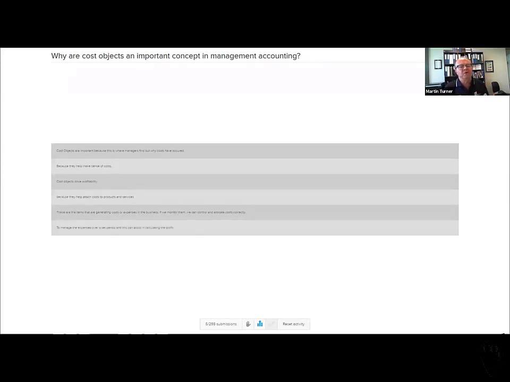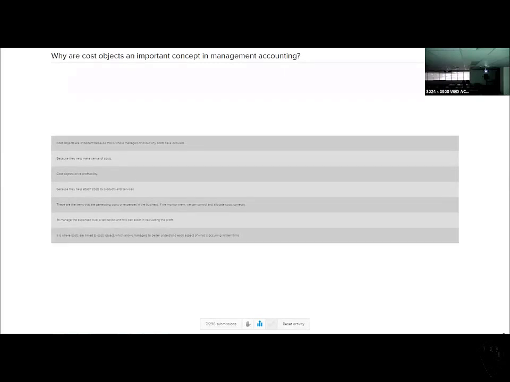Well, one person said cost objects because this is where managers find out why costs have occurred. If they're trying to identify where, if you've got this huge amount of costs in your business, Ryman Healthcare has costs of over $1 million a day, every day of the week, including Christmas, over $1 million.